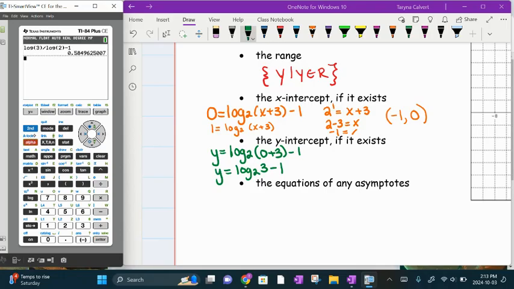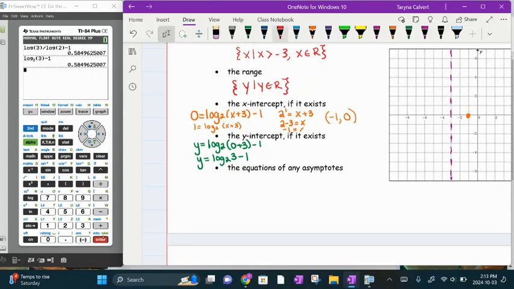Or if you do have the new operating system, you can type it in exactly how it looks: log base 2 of 3 minus 1. Same thing. So then we would just approximate because the y-intercept is irrational. This would be the exact y-intercept. If they asked you what the exact y-intercept was, you would leave it there. And then you would write your ordered pair as (0, log base 2 of 3 minus 1). That's your exact. But we need to put it on the graph. Well, we don't have to, but it would be nice.